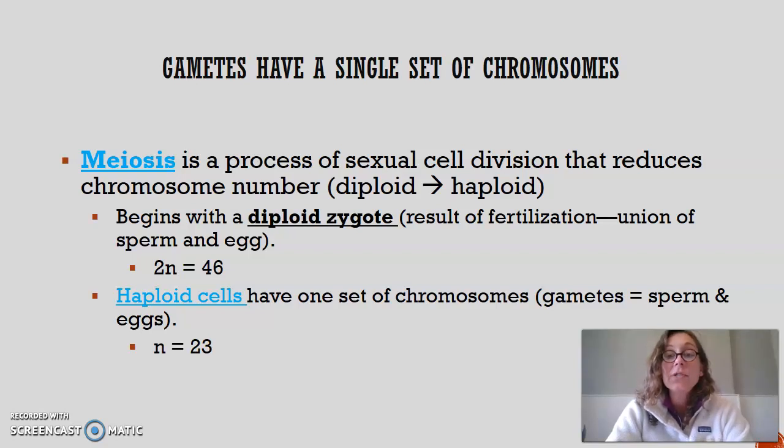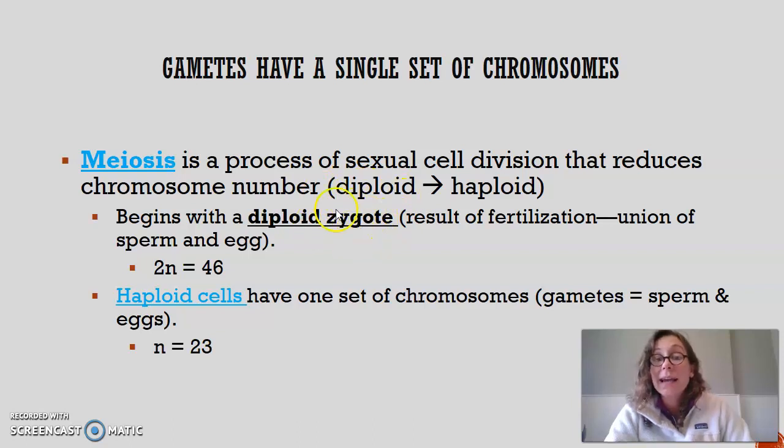So basically you start life. So when this says begins with a diploid zygote, really what this means is that life begins with a diploid zygote, which is the result of fertilization or the union of a sperm and an egg. Then you would have 2N equals 46, right? But when we start meiosis, the diploid cell that we start with is actually called a germ cell. So we do not start meiosis with a zygote.